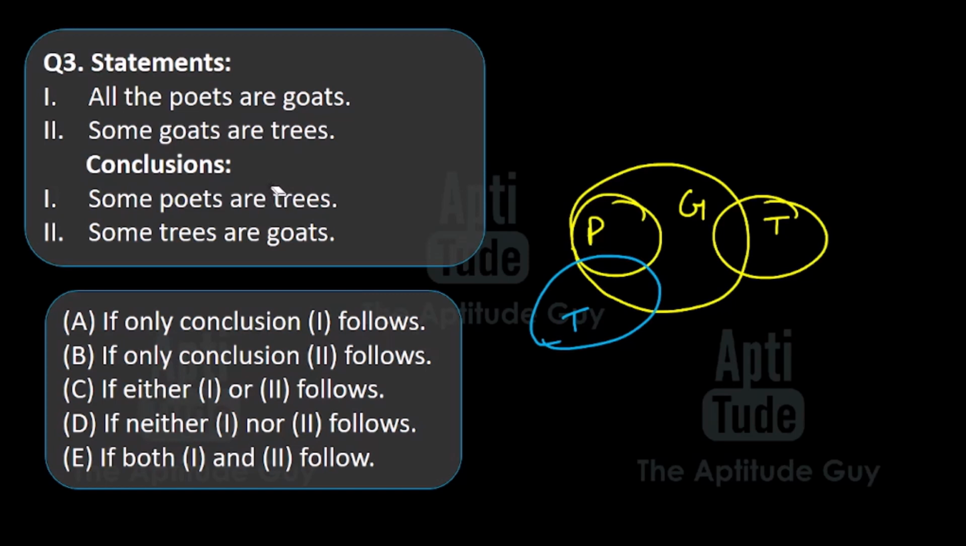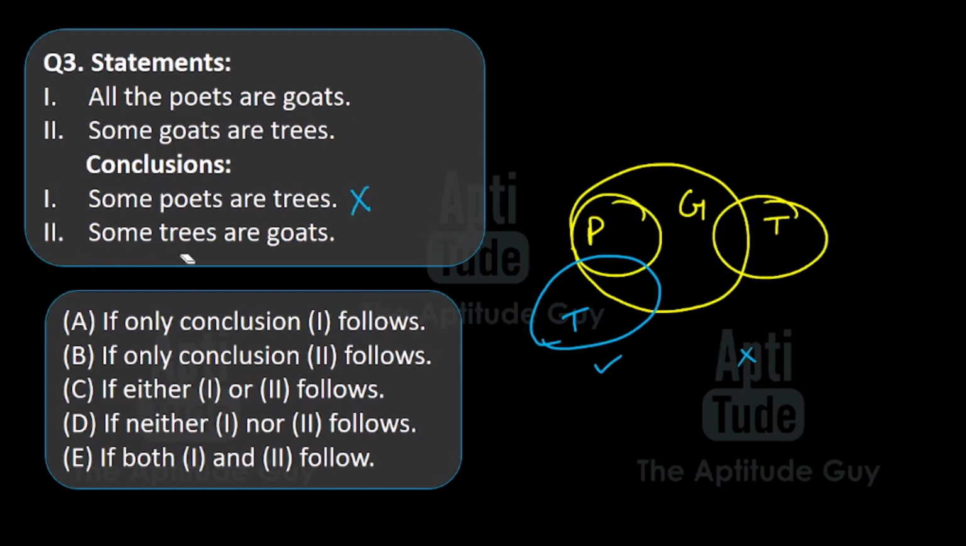Now let's look at the conclusions. First one says, some poets are trees. Are some poets trees? In the blue possibility, some poets are trees. But in the yellow one, no poet is tree. So it is true in one, false in one. That means it is false.